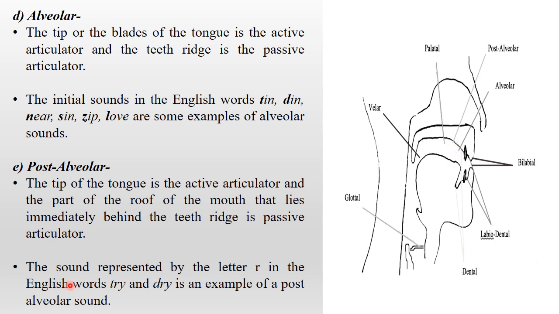For example, the sound represented by the letter R in the English words try and dry is an example of a post-alveolar sound. So when you pronounce these two words, try and dry, when you pronounce the R sound, at that time the tip of the tongue comes in contact with the area exactly behind the alveolar ridge, and then the sound is produced. That sound is called a post-alveolar sound.